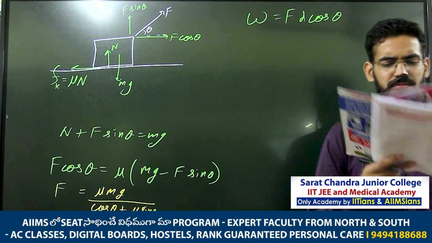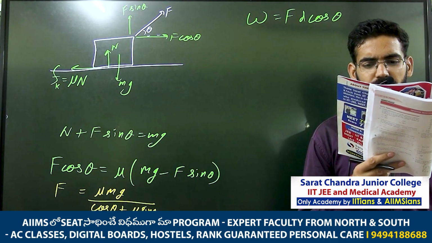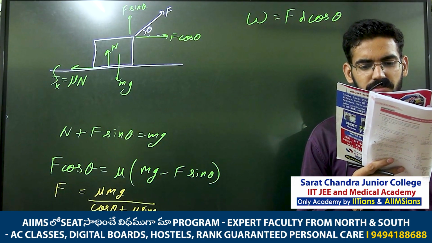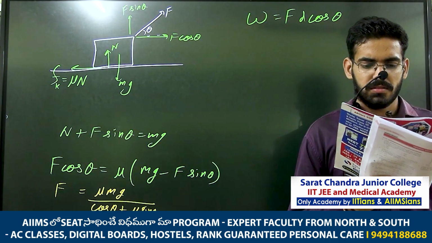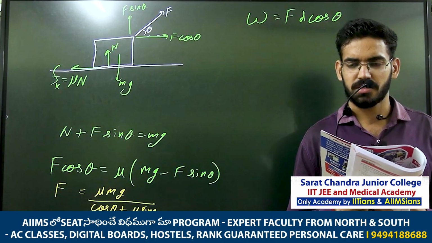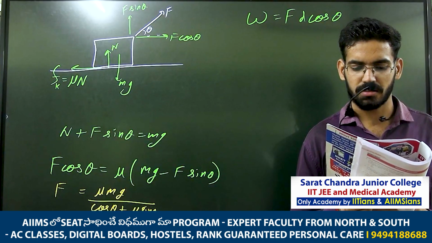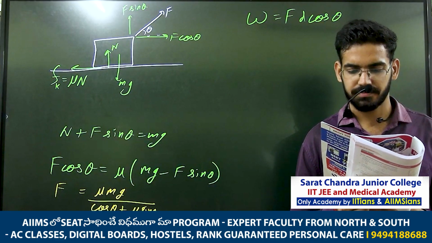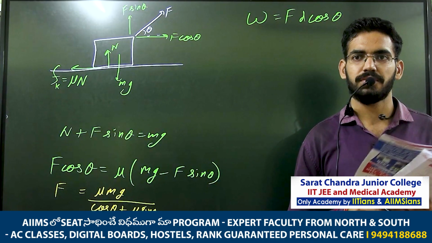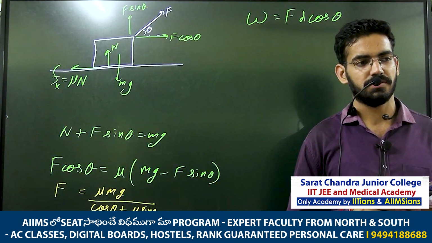13. Block of mass M is taken from A to B under the action of a constant force F. F into distance moved R. OB is how much? R. That's it. Force F into R.